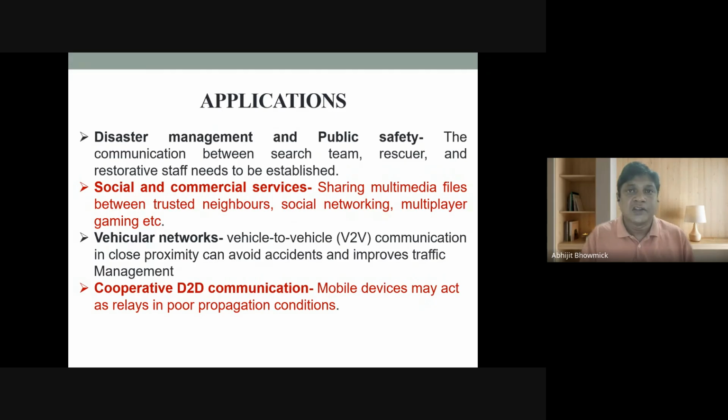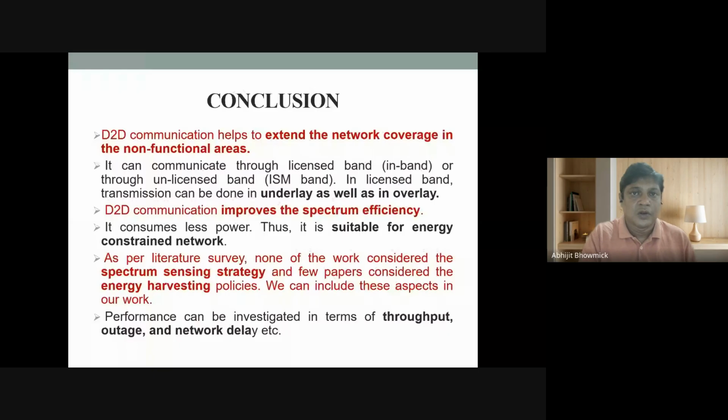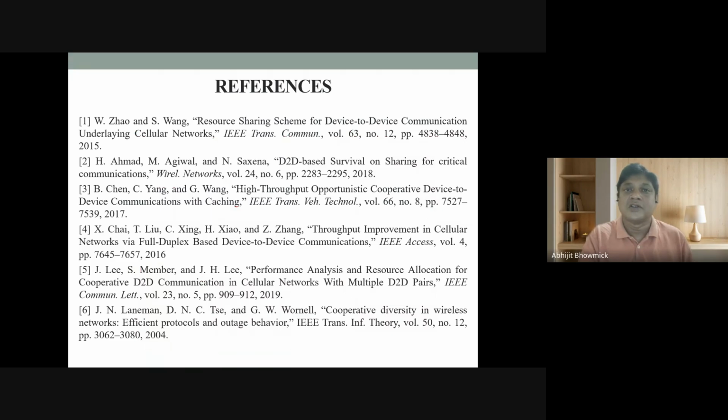Some application areas are disaster management, public safety, social and commercial services, vehicular networks, and cooperative communications. This D2D communication helps to extend the network coverage in non-functional areas. It can communicate through licensed band or through unlicensed band. In licensed band, transmissions can be underlay as well as overlay. D2D communication improves the spectrum efficiency. It consumes less power, thus it is suitable for energy constrained networks. Performance can be investigated in terms of throughput. Okay, fine. So these are the references.